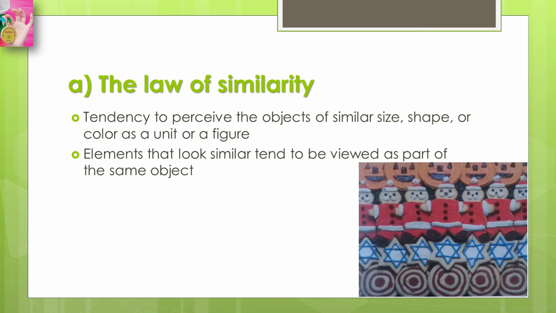And the next point about the law of similarity is that similar elements tend to be grouped together and perceived as one pattern or whole, rather than the dissimilar ones. The law of similarity also proposes that elements that look similar tend to be viewed as part of the same object.